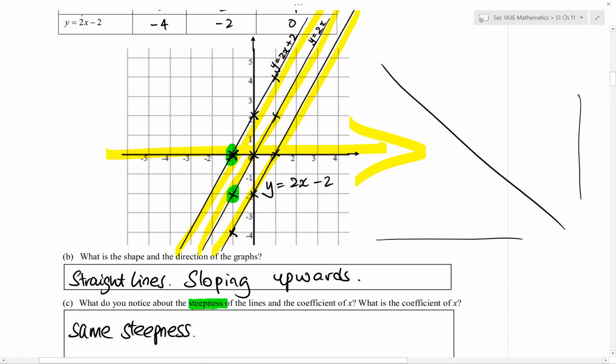Okay, what else did they say? What do you notice about the coefficient of x? What is a coefficient? If you forgot, never mind, we will discover it in a while. So you notice that these three graphs are different graphs, but they have something in common. They have the same steepness.